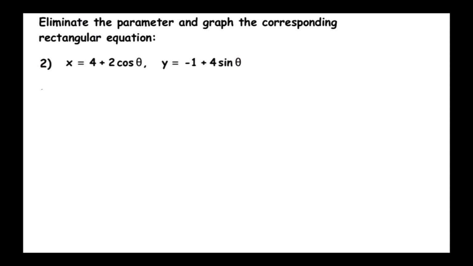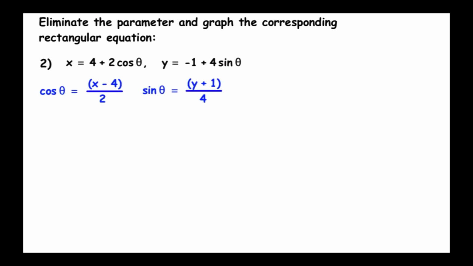In example number 2, we also want to eliminate the parameter. There's no chart this time, but we still want to make a graph and get a rectangular equation. Whenever you have sines and cosines, there's a little different approach to it. You want to get the cosine of theta and the sine of theta by themselves. So I'm going to do that first.